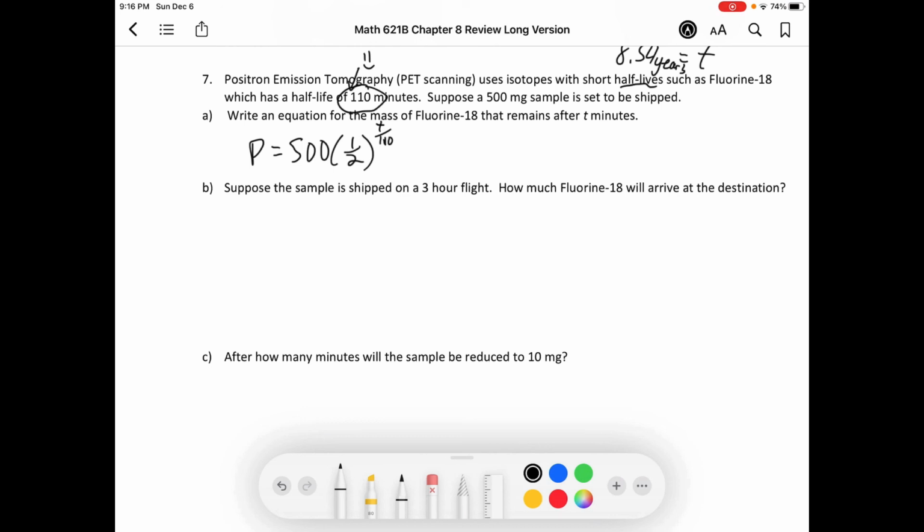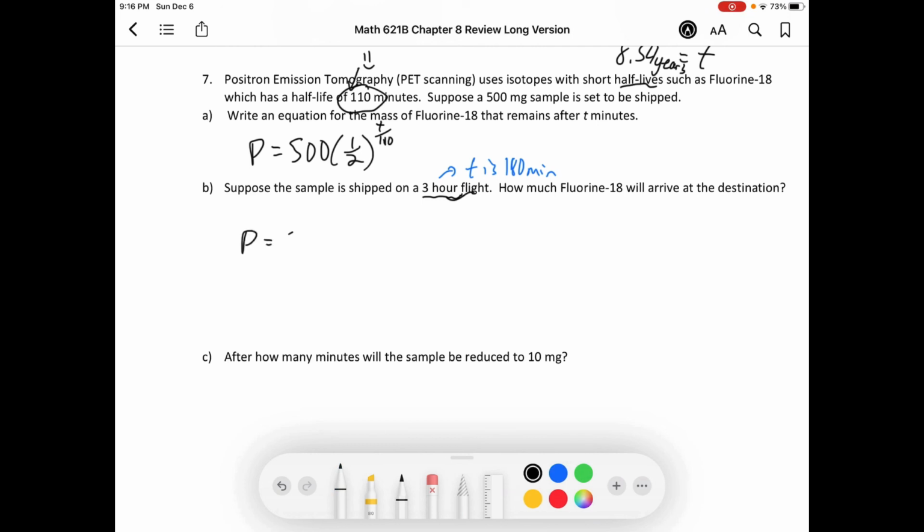Suppose the sample is shipped on a 3-hour flight. How much fluorine-18 will arrive at the destination? So this is pretty wild. Less of it will arrive at the destination than was shipped because it is decaying. 3-hour flight, and the only thing I need to be careful of here is that 3 hours is 180 minutes. I want to work in a consistent unit of time. Doesn't matter what that unit is, but since the half-life was in minutes, let's do t in minutes.